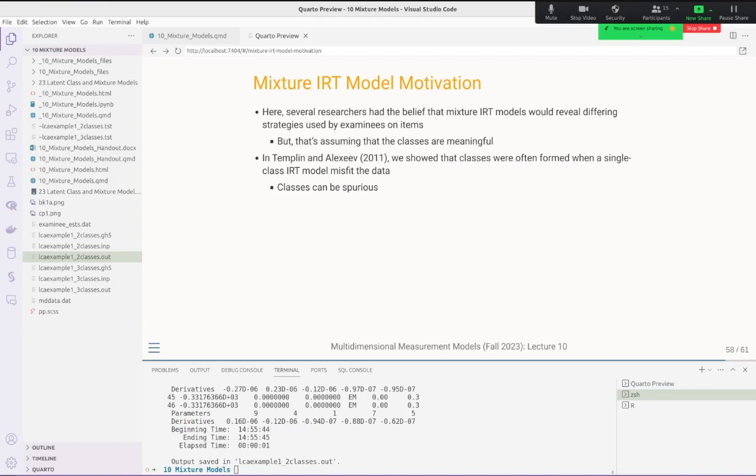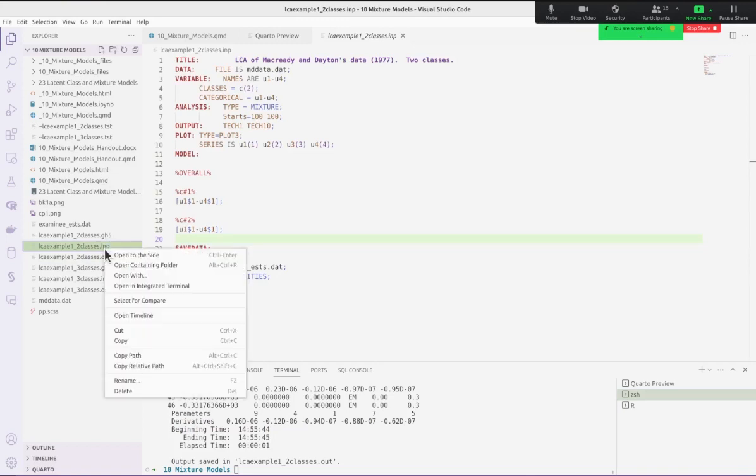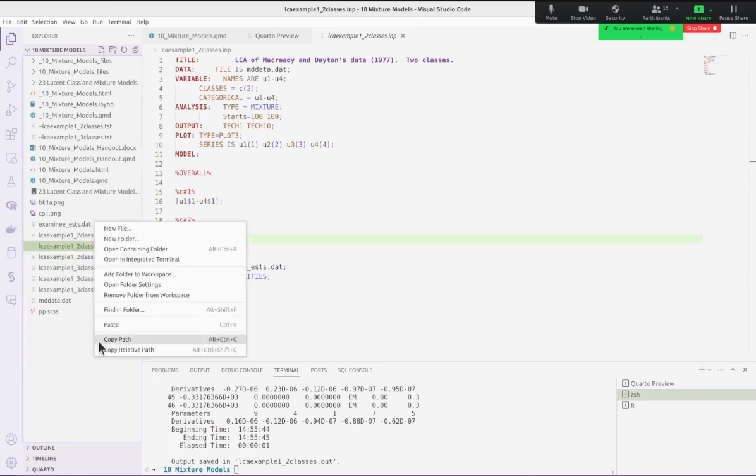But that being said, we can talk about different types of examinees. Let me show you. Would you like to see how we'd parameterize a mixture IRT model here? Why not? Why not?